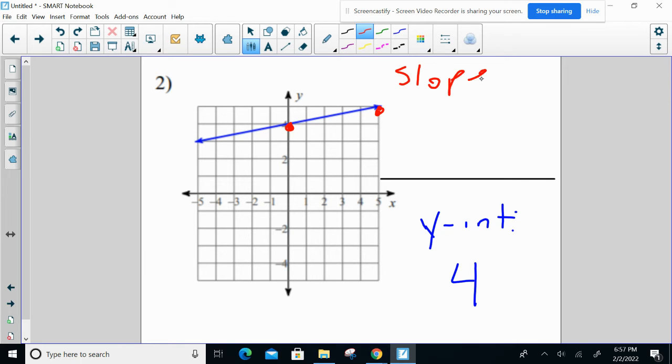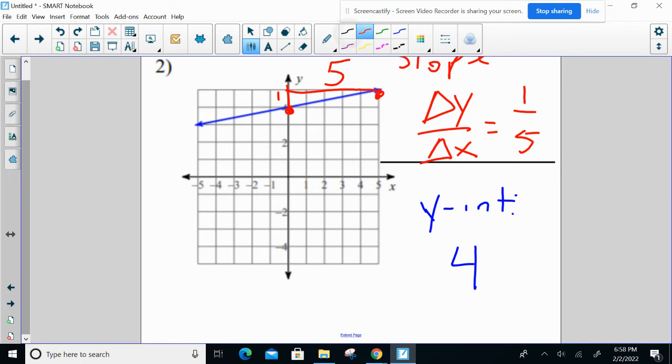Again, change in y, change in x. Start with the leftmost point. Do the y first. It's going up 1, over 1, 2, 3, 4. Is that 4? Is that 5? 1, 2, 3, 4, 5. Sorry about that. Over 5.